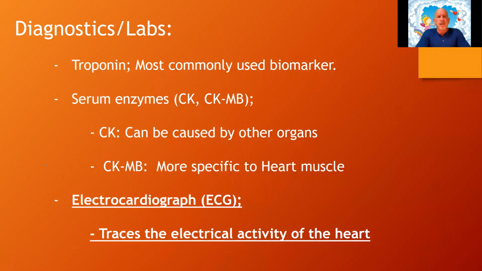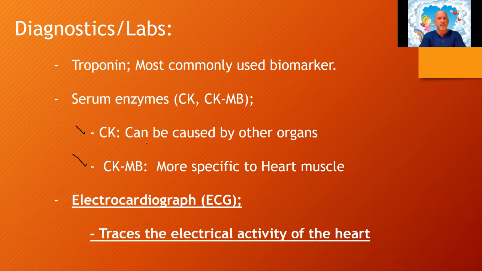Now, when somebody does have a cardiac event, what happens is the blood vessel plugs up in the heart and the tissue that's downstream from that vessel begins to die, goes ischemic. If that muscle tissue begins to die, the cells will release enzymes into the bloodstream. And these enzymes are the creatine kinase, or CK, and CKMB.